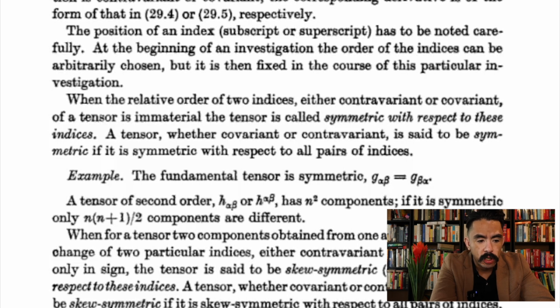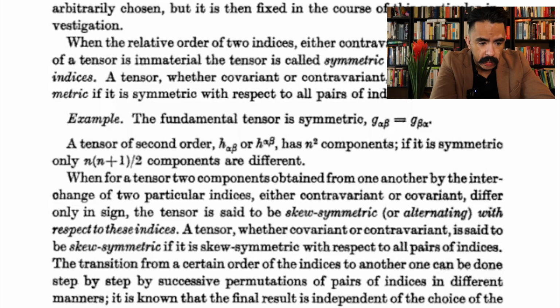When the relative order of two indices, either contravariant or covariant, of a tensor is immaterial, the tensor is called symmetric with respect to these indices. A tensor, whether covariant or contravariant, is said to be symmetric if it is symmetric with respect to all pairs of indices. Example: the fundamental tensor is symmetric, that is, g alpha beta is equal to g beta alpha. A tensor of second order, h sub alpha beta or h superscript alpha beta, has n squared components. If it is symmetric, only n times (n plus 1) over 2 components are different.